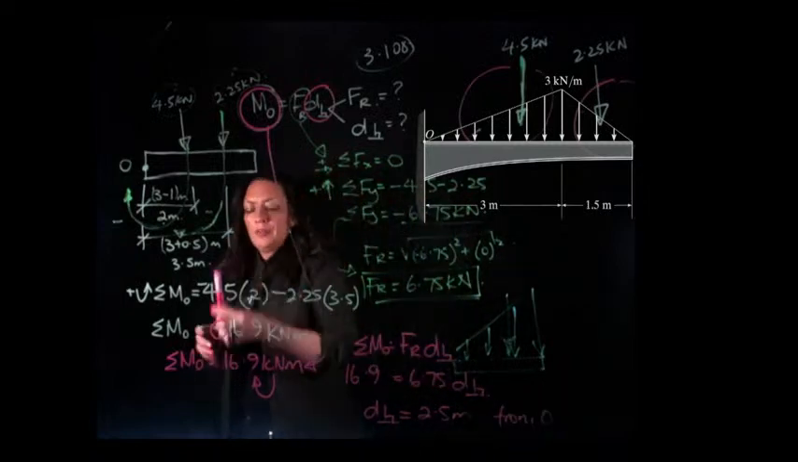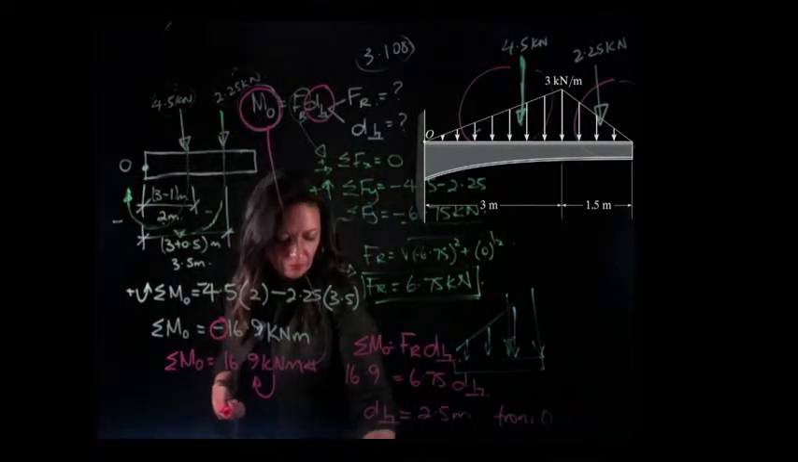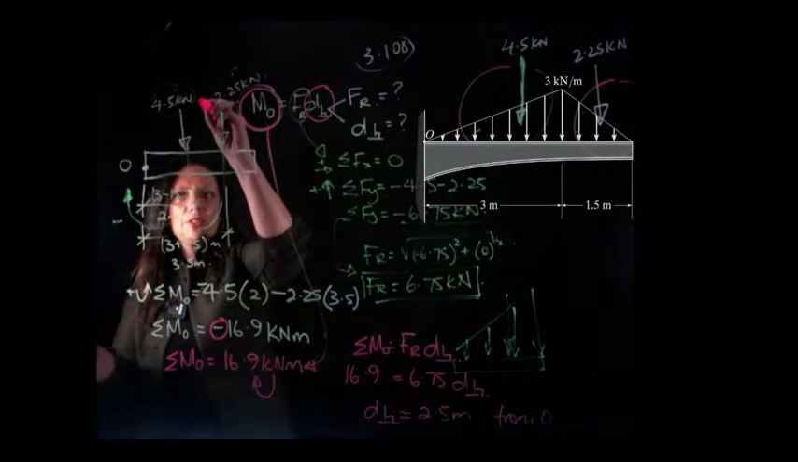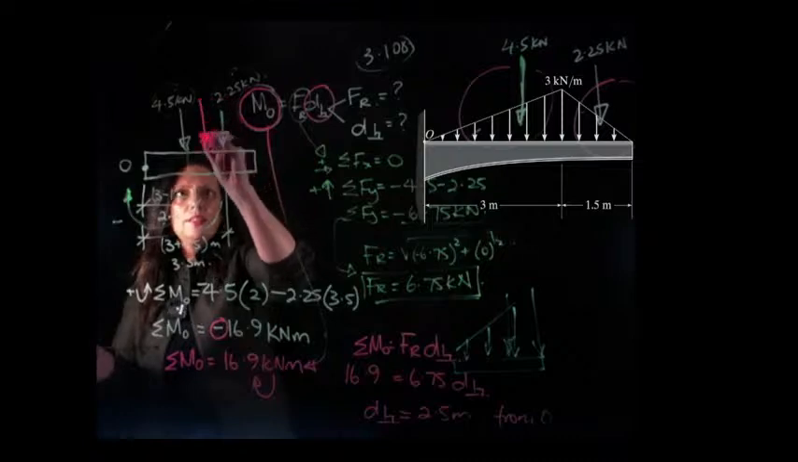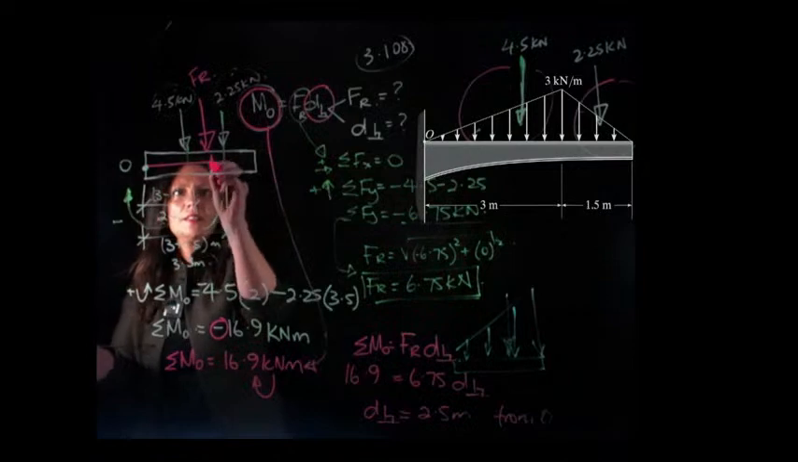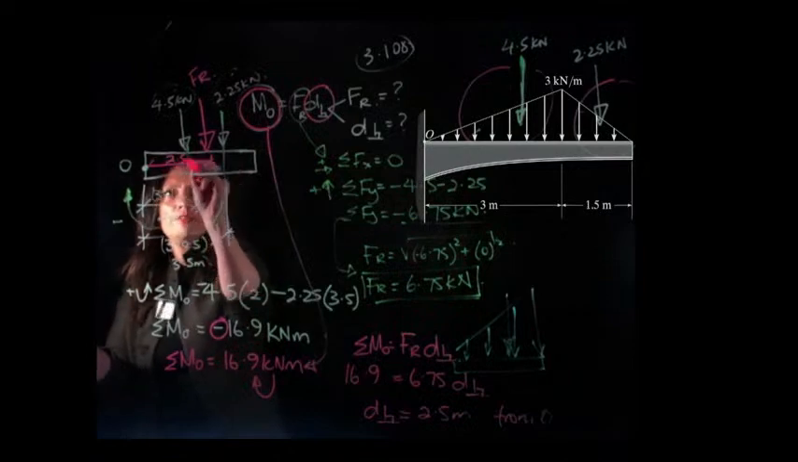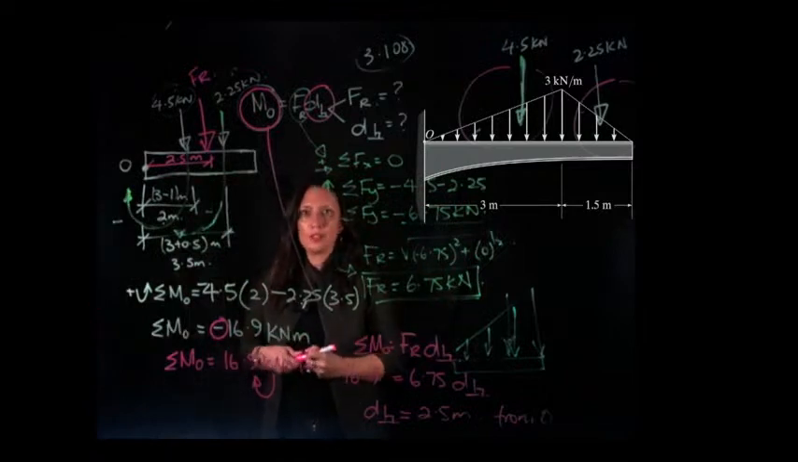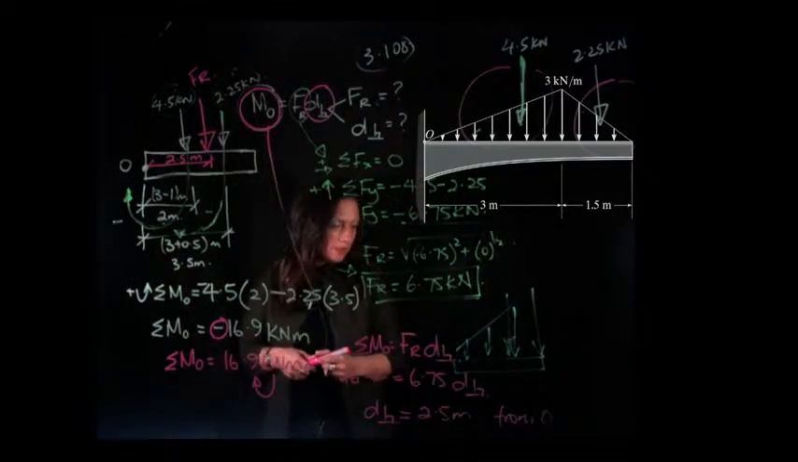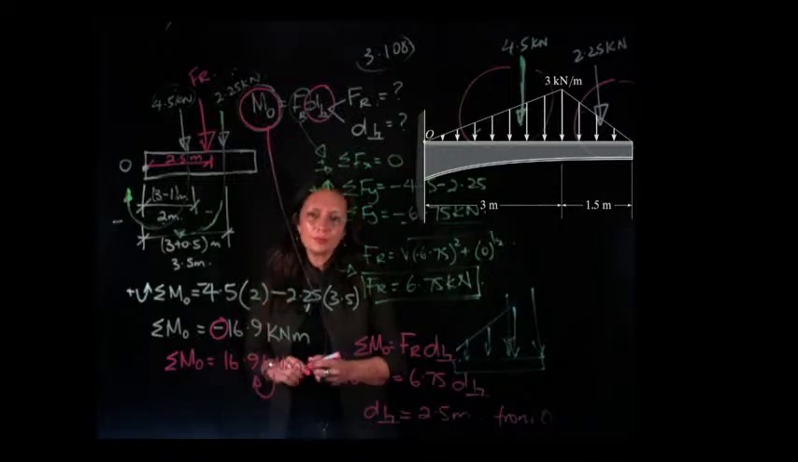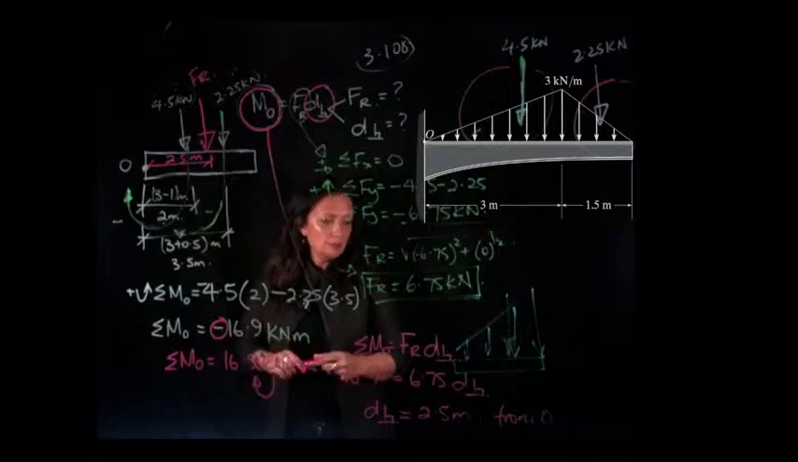So if I want to draw it on this diagram again, my resultant force is going to be here, F resultant, and this distance is going to be 2.5 metres. How's that? It's pretty good, right? What do you think, guys? Is that clear? That's our answer.